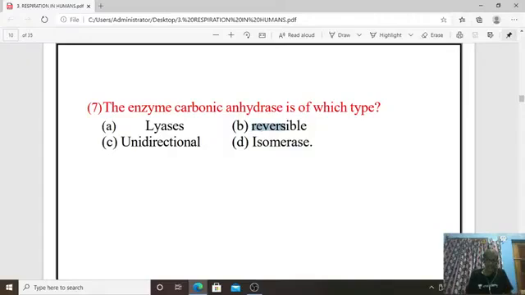It is a reversible type of enzyme, because the formation of carbonic acid during the time of carbon dioxide transport is by this enzyme, carbonic anhydrase. It is not unidirectional; a bidirectional reaction will be there. So it is called a reversible type of enzyme. So the answer is B for the 7th question.